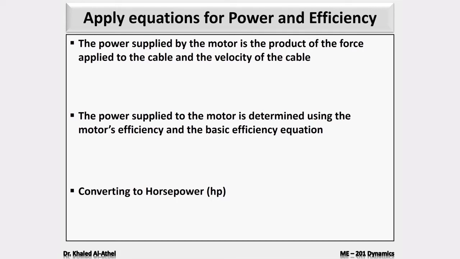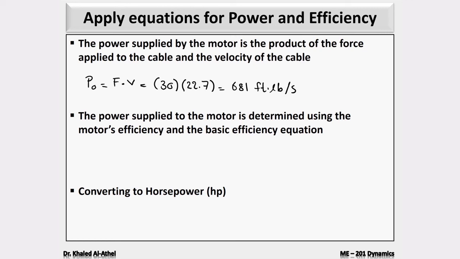Finally, now the power supplied by the motor is basically the product of the force applied to the motor and the velocity of the cable, which we just found. Therefore, output power should equal the force times the velocity, and they are already in the same direction. So it will be 30, the force in the cable, multiplied by the velocity that we just found, 22.7, and this should give you 681 foot-pound per second, or pound-foot per second, doesn't matter.